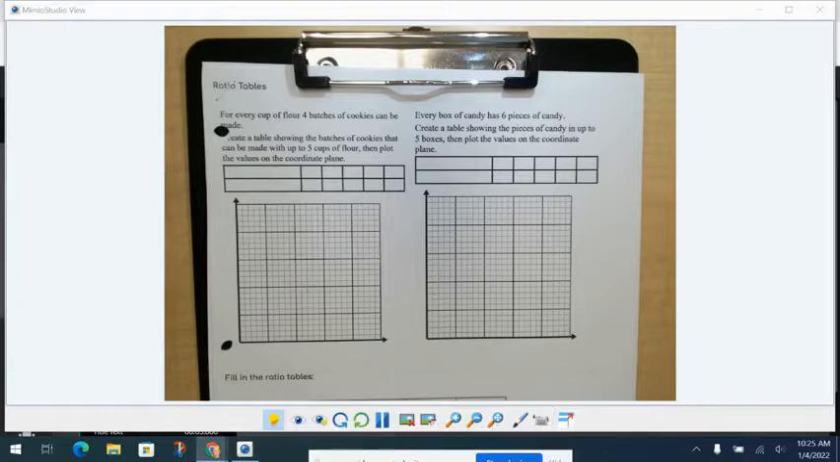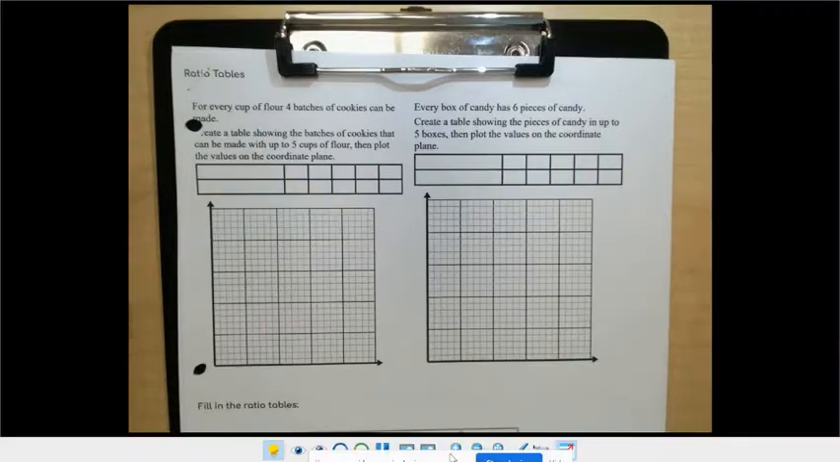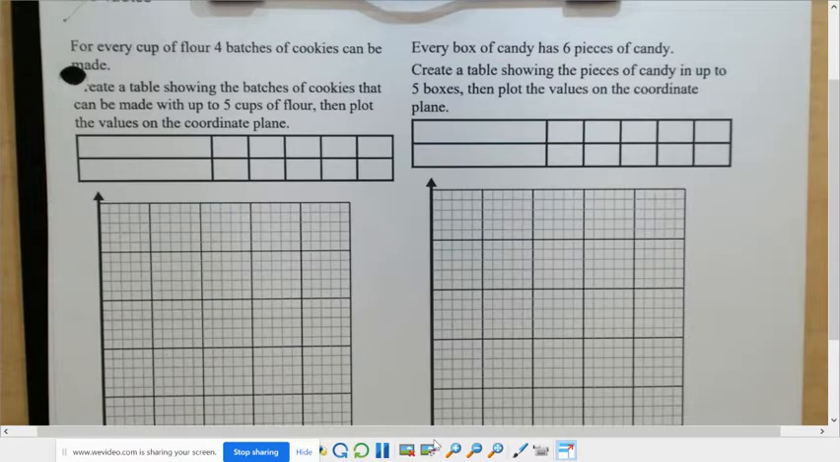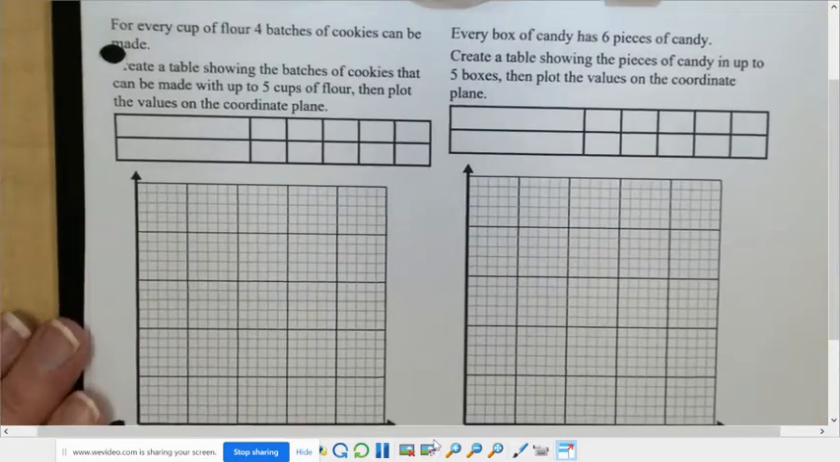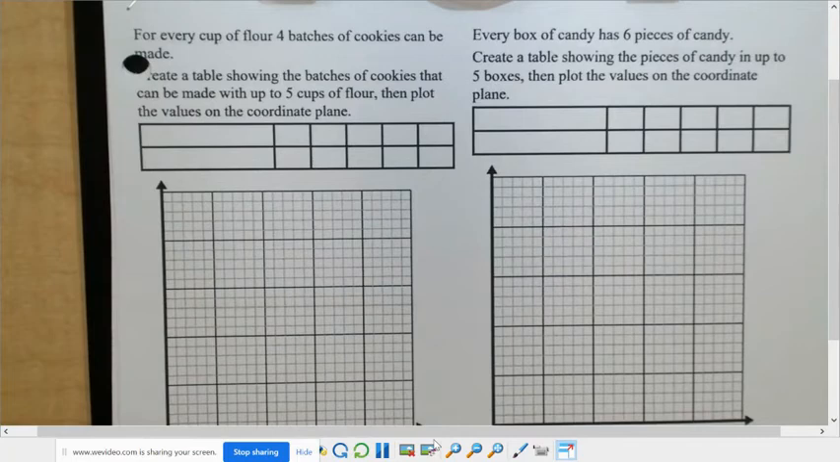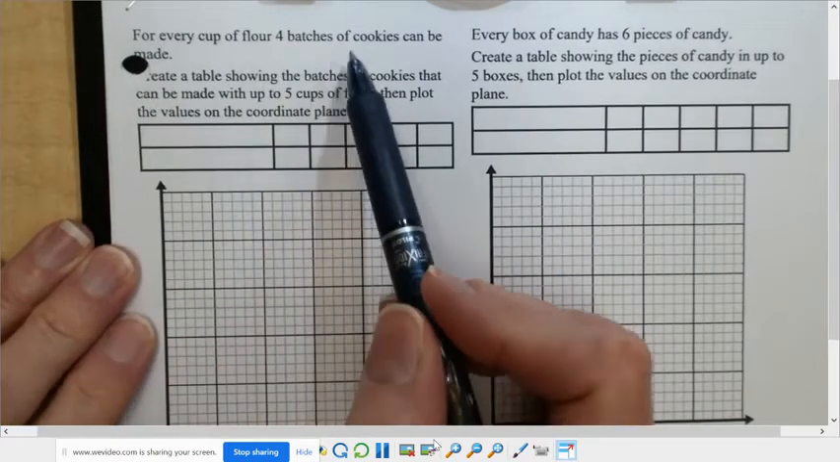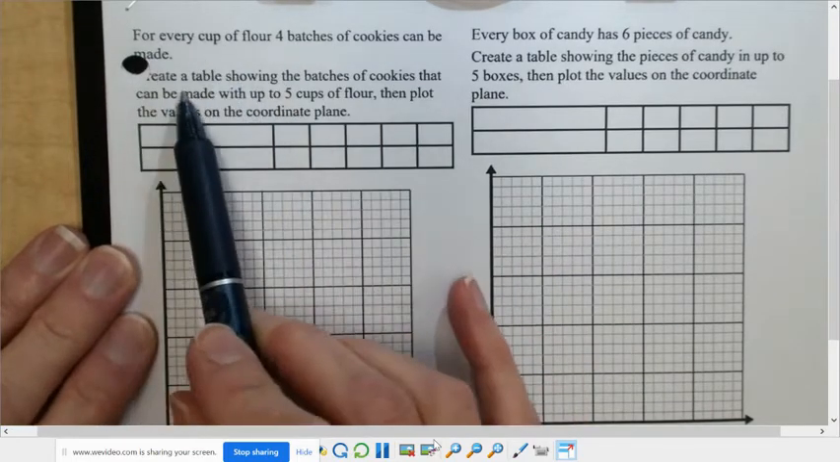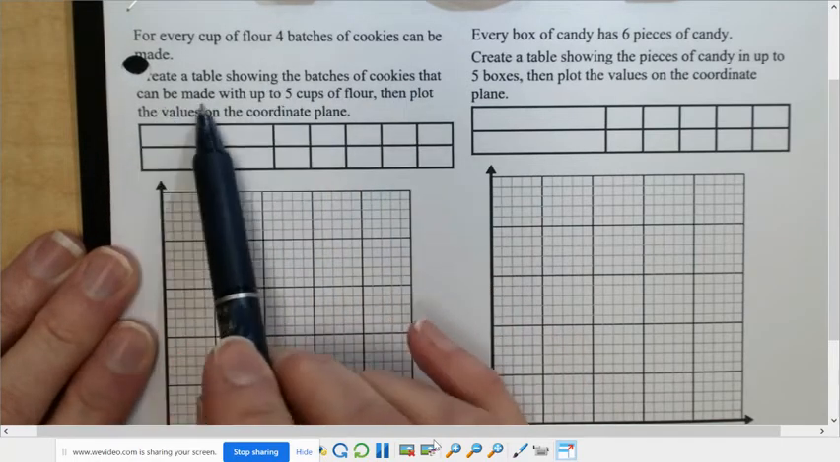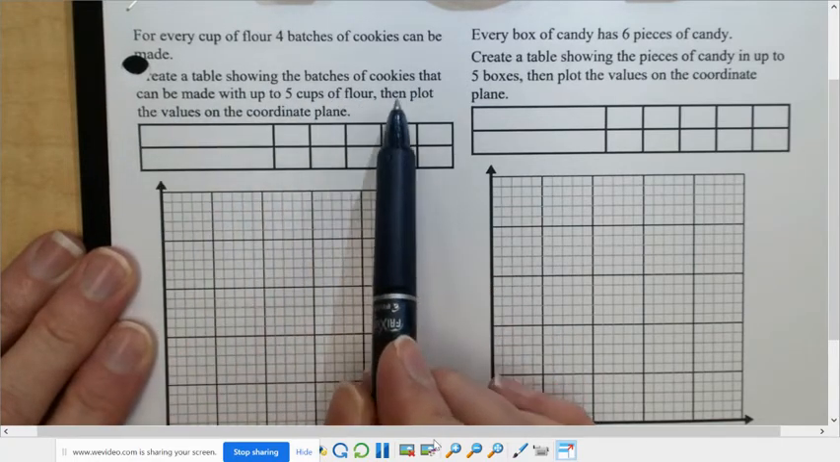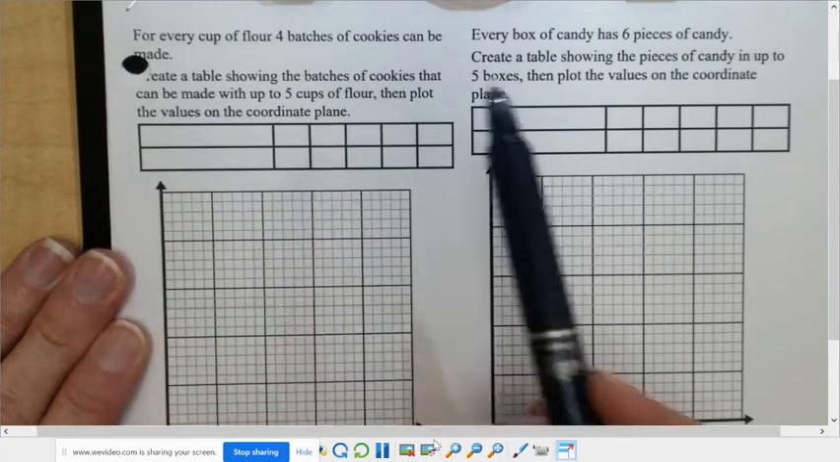Hi everyone, today we're going to talk about equivalent ratios and graphing those equivalent ratios. So we're going to look at this first question I have here. It says, for every cup of flour, 4 batches of cookies can be made. Create a table showing the batches of cookies that can be made with up to 5 cups of flour. Then plot the values on the coordinate plane.